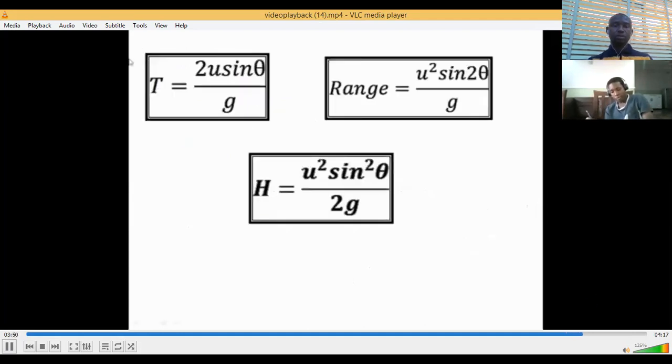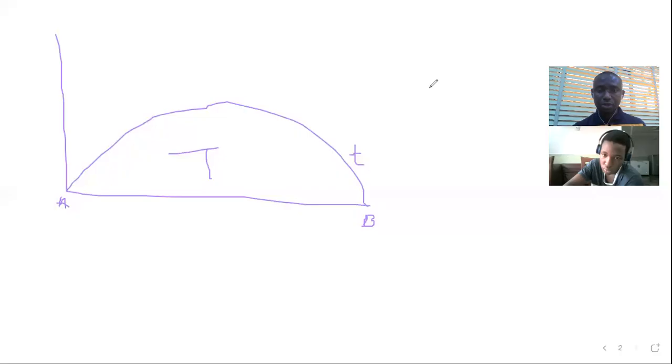So now that we have derived expressions for time of flight, range and maximum height of a projectile, you can practice some numericals. But instead of mugging these expressions, I will advise you to practice the derivation. Okay, so with this, let's see some questions we could solve on projectiles.